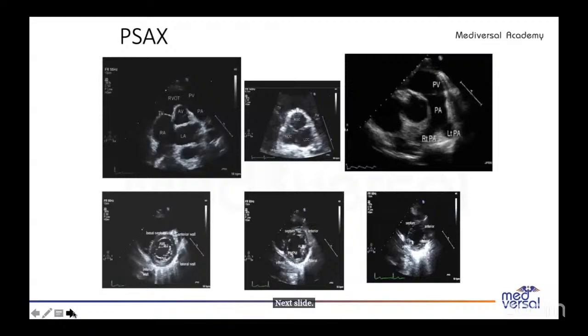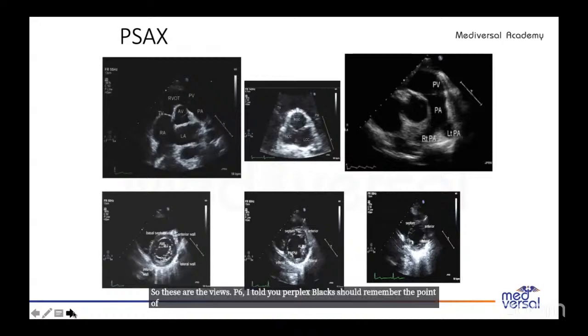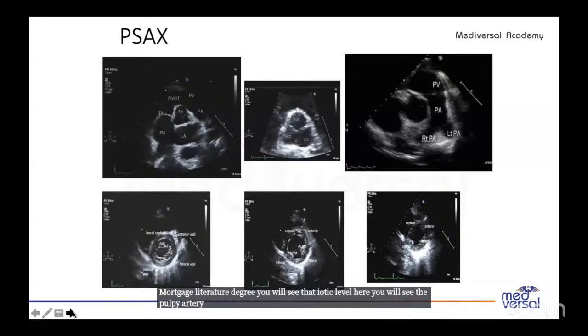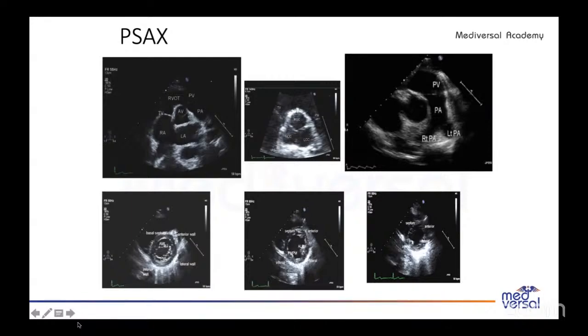So these are the views, PLAX, I told you. From PLAX, you remember the pointer was pointing to the right shoulder of the patient. Move it 90 degrees, you will see the aortic level. Here you will see the pulmonary artery and the RVOT. Then you move more towards the right, then you will see the mid-ventricular level, the mitral level, and the apical level.